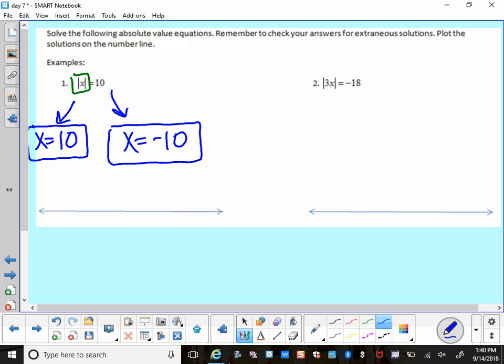On your number line, I know you don't have one. Just try to draw one at the very bottom. I forgot to put one on your paper. I have negative 10 and I have positive 10. And so I wobble that in.